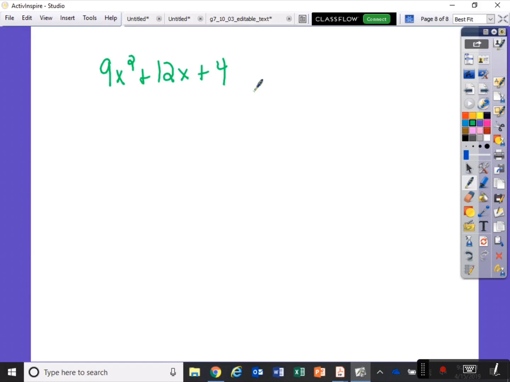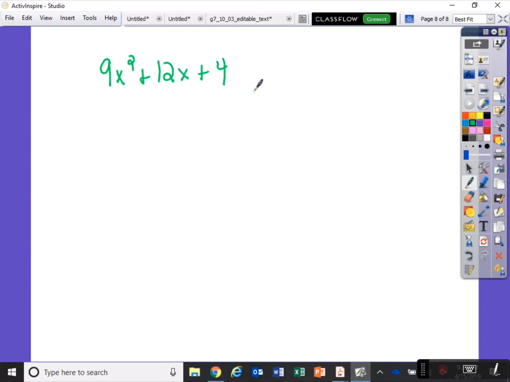9x squared plus 12x plus 4. Again, is this a difference of two squares? No. Is it a perfect square trinomial? Maybe, right? The reason I keep saying maybe is because we can't just assume that because the first and last are perfect squares, it is one. The middle has to work out. So this is a maybe because the first is a perfect square and the last is a perfect square.